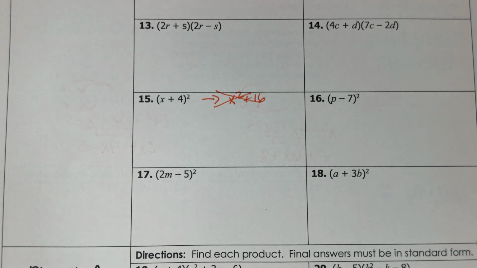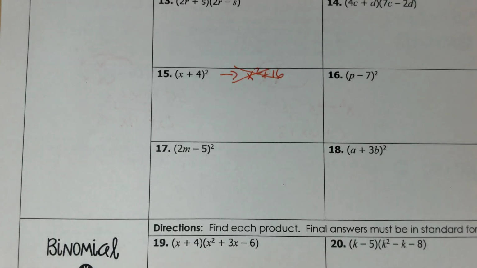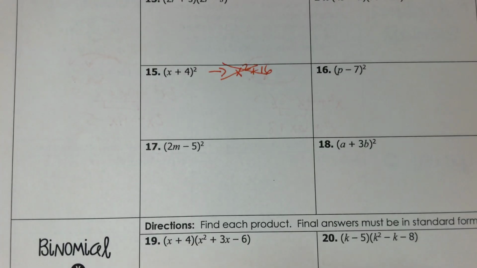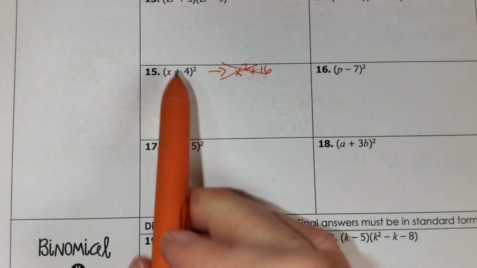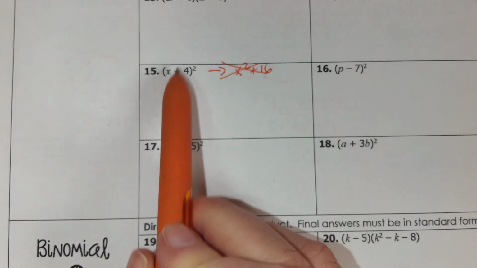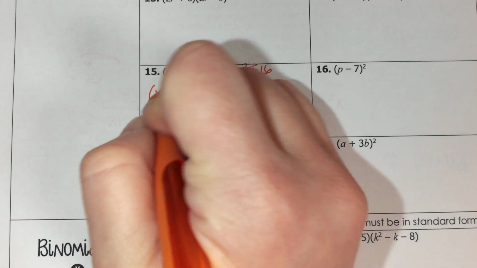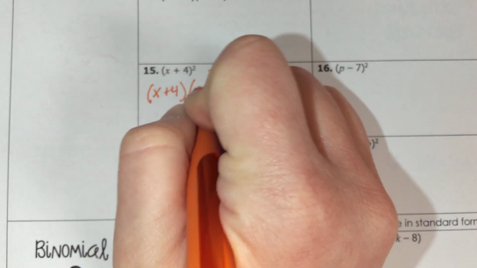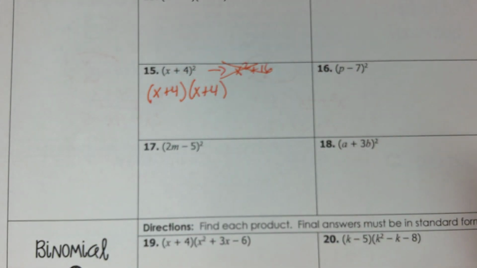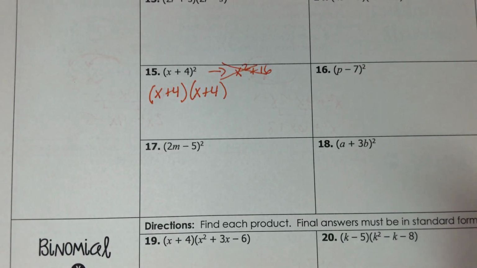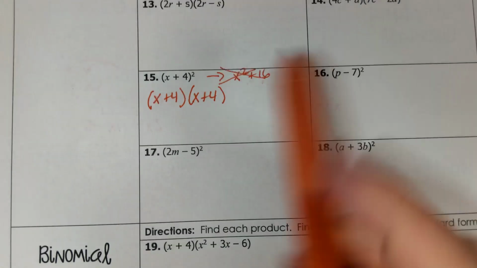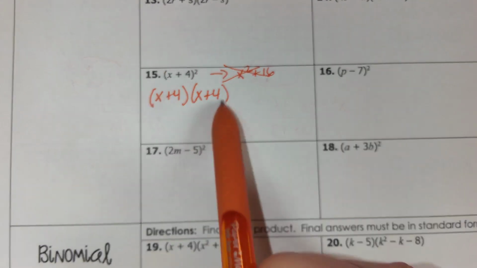What we need to do here is consider what it means to square something. What it means to square something is to take that term or that expression and multiply it by itself the number of times that we have that exponent. So in this case, we would take x plus 4 and multiply it by itself another time. So what this really means is x plus 4 being multiplied by x plus 4. And that's the key for anytime you see a binomial that's being squared: we're going to take that binomial and multiply it by itself.